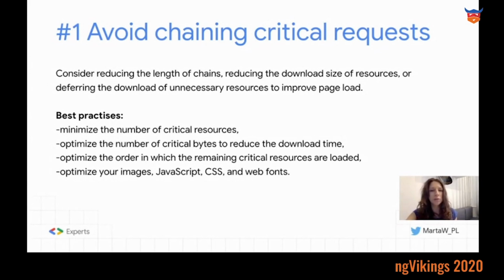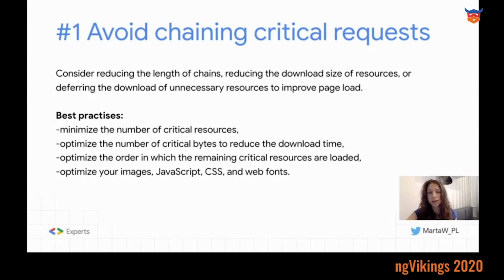The first tip is that we should avoid chaining critical requests. A critical request chain is a set of requests that is required for page rendering. And if this chain is longer and the download size is bigger, then your load performance is worse. Here you can see best practices for how you can avoid these long chained requests. The first is that we should minimize the number of critical resources. There are a few techniques for doing that. You can just eliminate them, or you can defer the download or make them async.